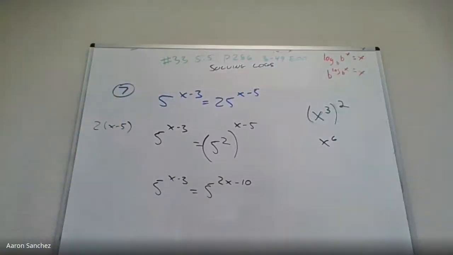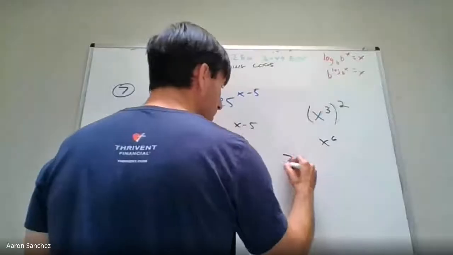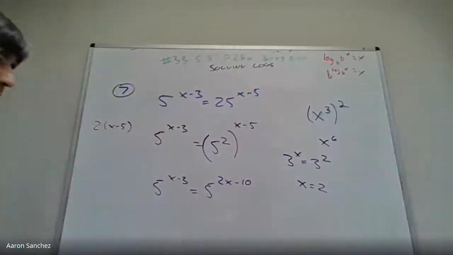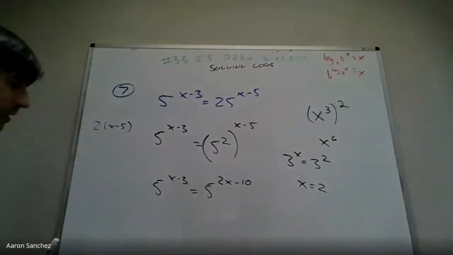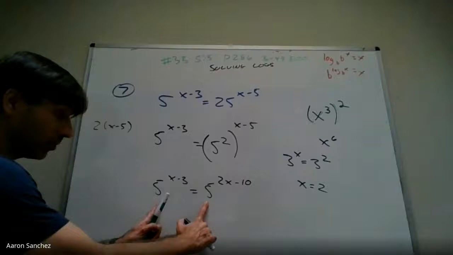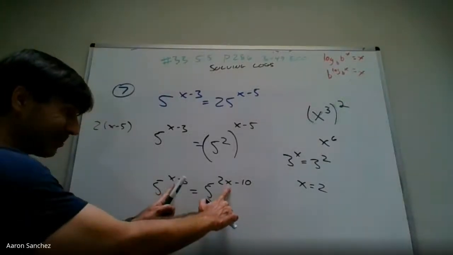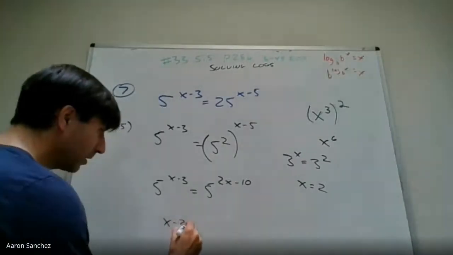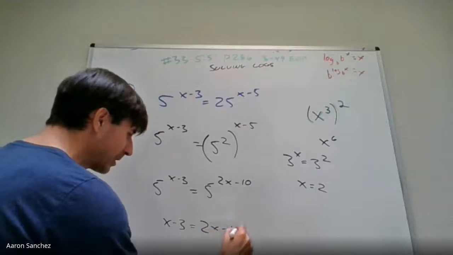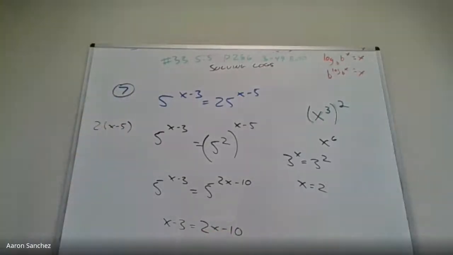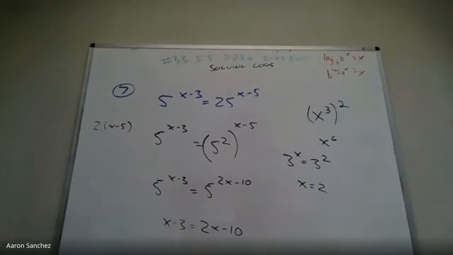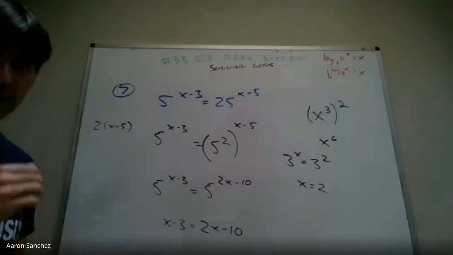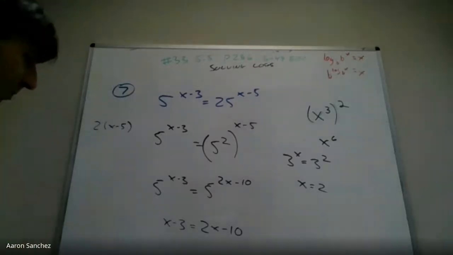Everyone look at that? Now, just like we had 3 to the x equals 3 to the 2, x equals 2. We just ignore the 3's. Just like here, since these are equal, then I know that these exponents must be equal. I can ignore the 5's and write this as x minus 3 equals 2x minus 10. That's how you solve it. So go ahead and solve that. See what you get for x.